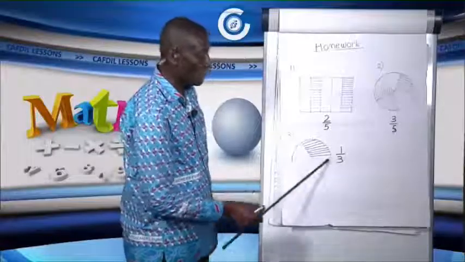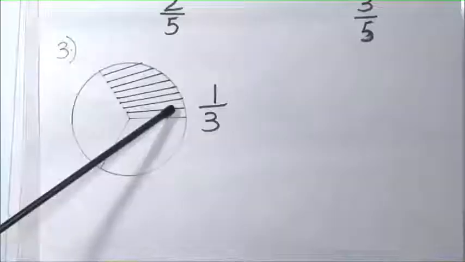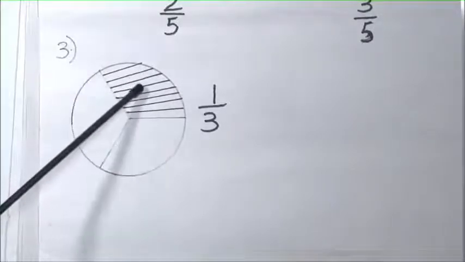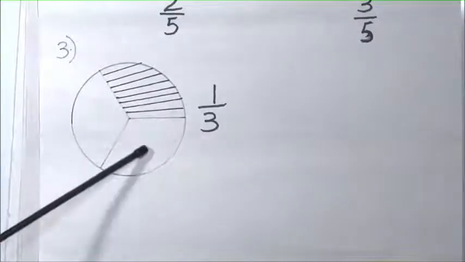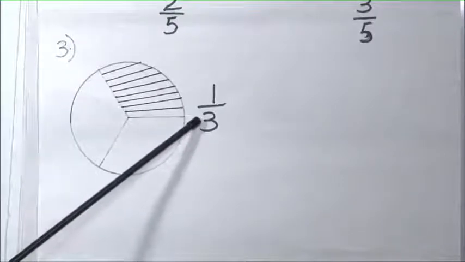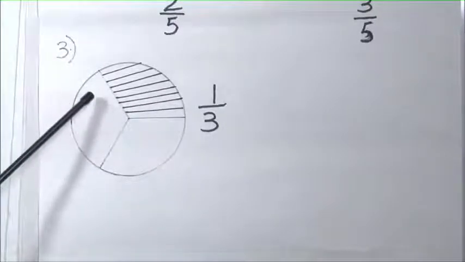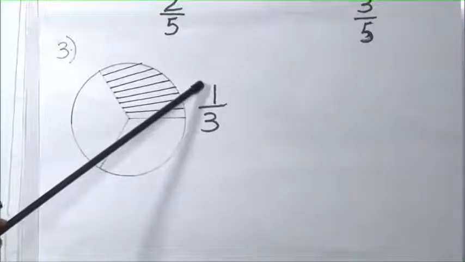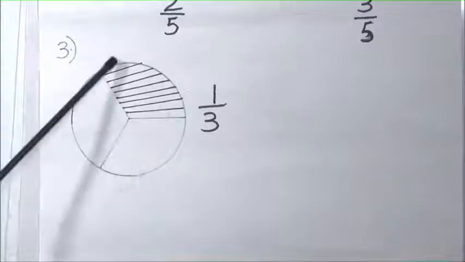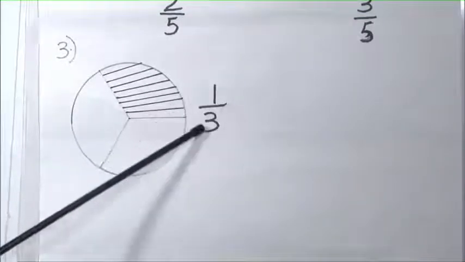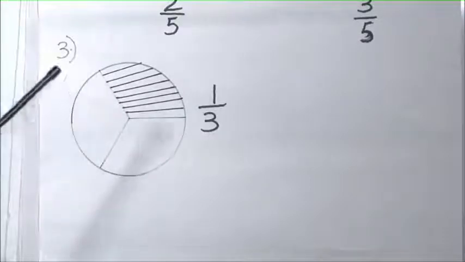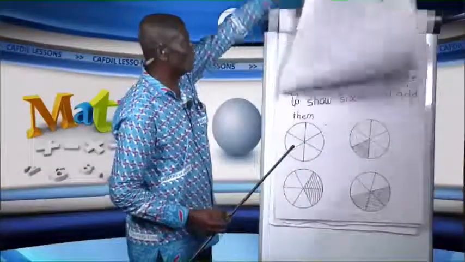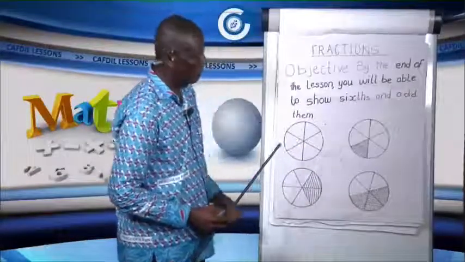This is also a circle. How many parts do we have inside it? 1, 2, 3. Here it is. How many parts do we have shaded? 1. Here it is. So what part of the circle has been shaded? 1/3. Very good. So let us continue with today's work.